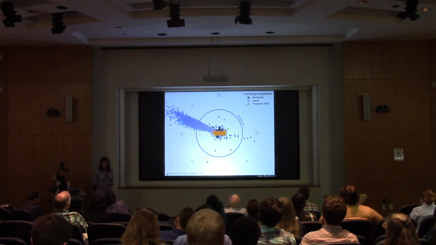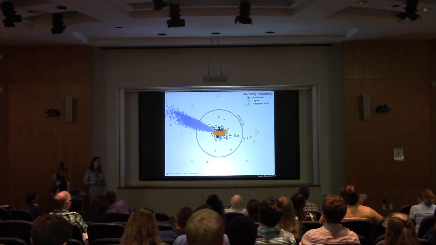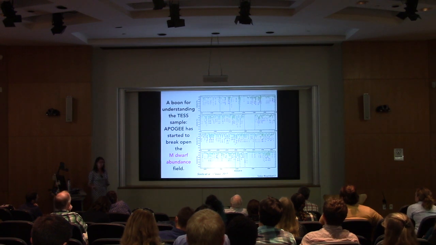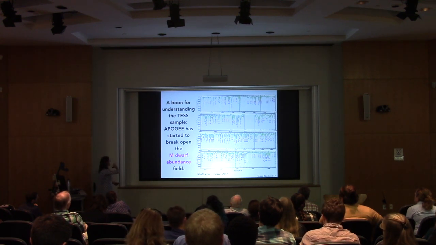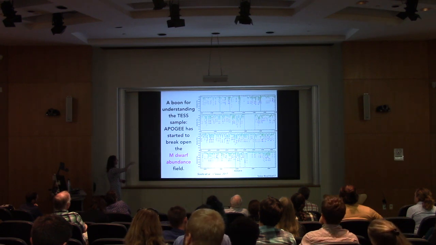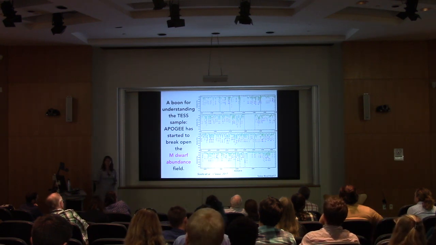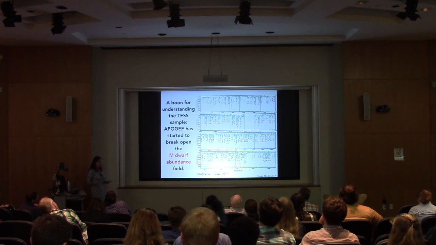We know, based on the occurrence rates of planets, that small planets seem to form around small stars, particularly M dwarfs. And that's also an easier place to probe the habitable zone because it's closer in. And so I think a real boon for the TESS sample will be using this APOGEE instrument, which operates in the near infrared, to be measuring the compositions of stars, and particularly M dwarfs.